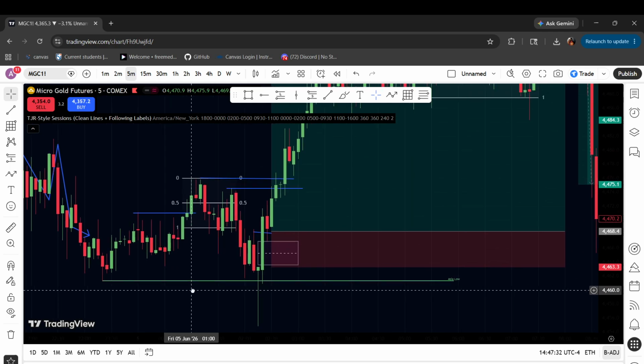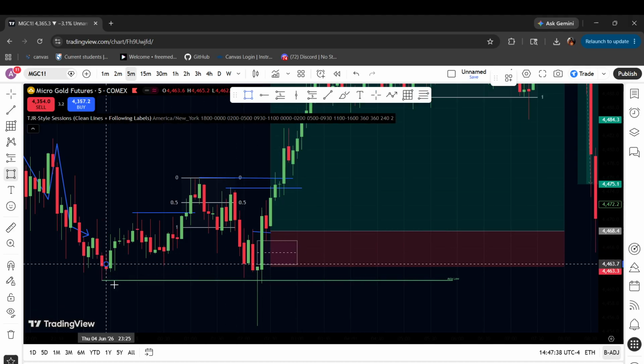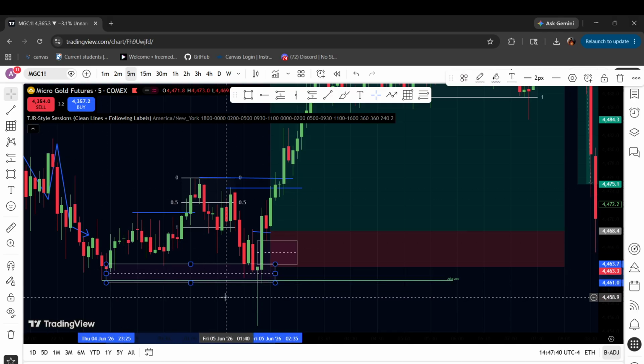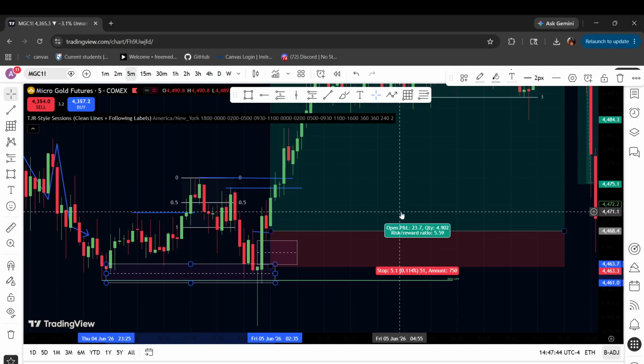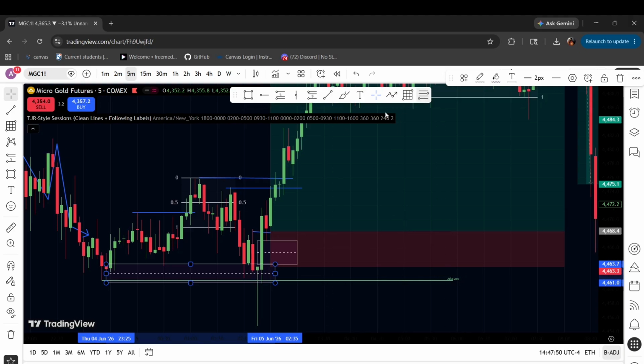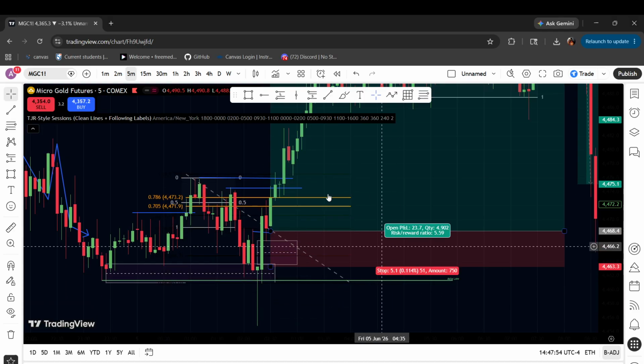After that, I'm waiting for some sort of retest or pullback into some sort of zone. This zone could be an order block slash demand zone. It could be a fair value gap. It could be an inverse fair value gap. It could be an equilibrium zone. It could be a Fibonacci retracement, right? Any of these Fibonacci retracements.